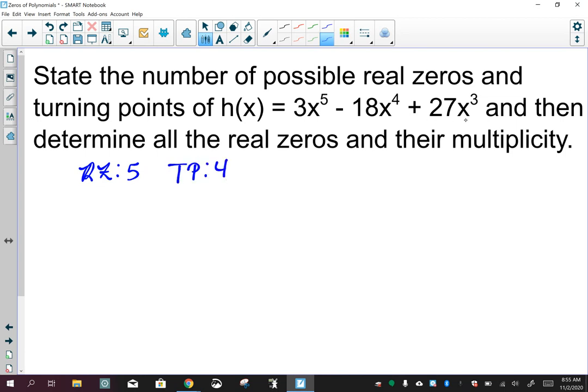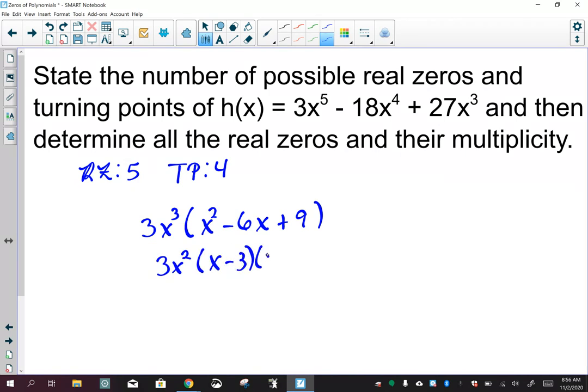I'm going to factor this piece out. So I have a 3, an 18, and a 27, and an x cubed. So I'm going to pull out a 3x cubed. That leaves me with x squared minus 6x, and then plus 9. Factor this piece. 3x squared. So I have an x minus 3 and an x minus 3.